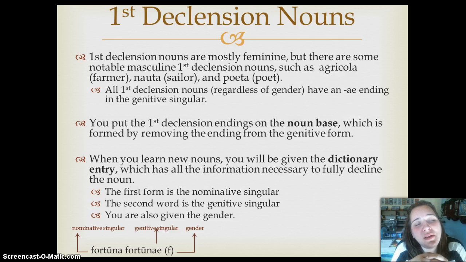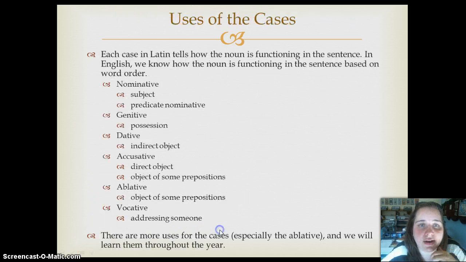Now, the only reason why you can do this is because when you learn nouns for your vocab, you learn the dictionary entry for nouns. You learn the nominative singular, the genitive singular, and the gender. You learn all 3 of these parts because that's what you need to be able to fully decline the noun and also make adjectives match the noun, okay? And I'll give you an example of this dictionary entry. Fortuna, fortunae, feminine. This first form is the nominative singular, the second one is the genitive singular, and the third, obviously F, feminine, is the gender.